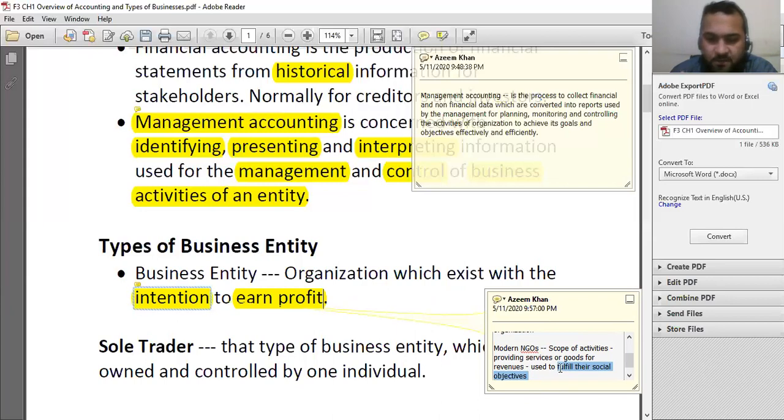Clear or not? But some local NGOs, their purpose is earning profit. Well, look, that is their secondary purpose. The primary purpose is to use the earned profit for social welfare, for fulfilling their social objectives. Clear or not? Yes, clear. The primary purpose must be profit. The secondary purpose may be anything else. The primary purpose is important. When the primary purpose is earning a profit, it becomes a business organization.